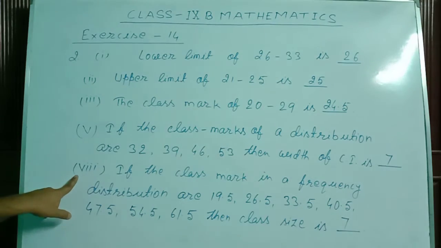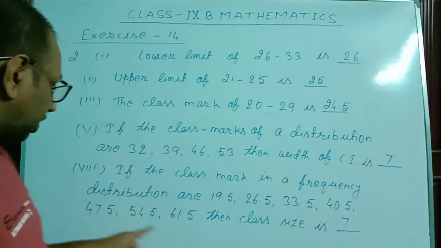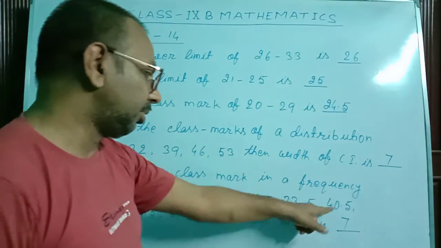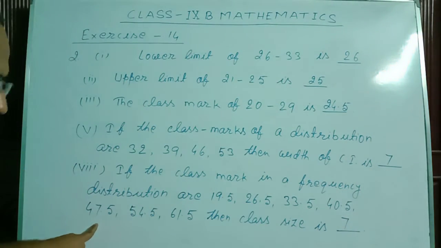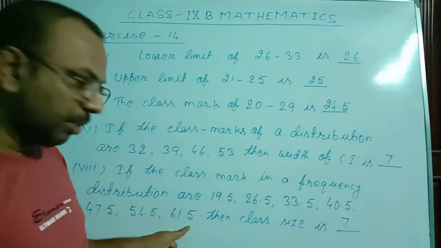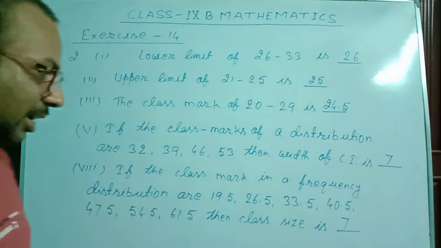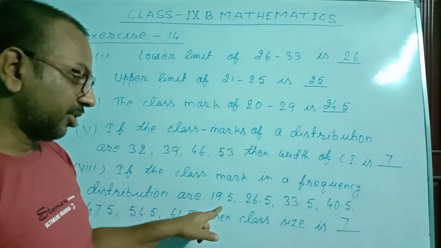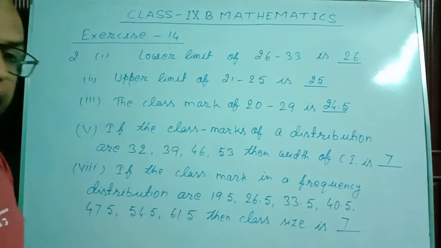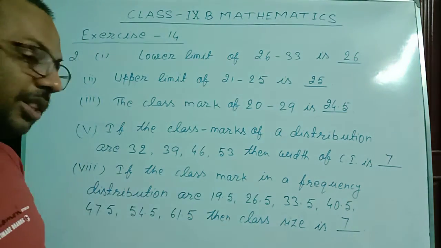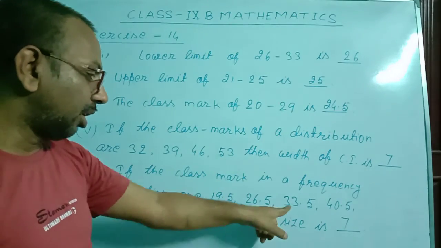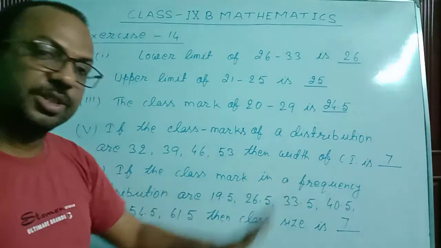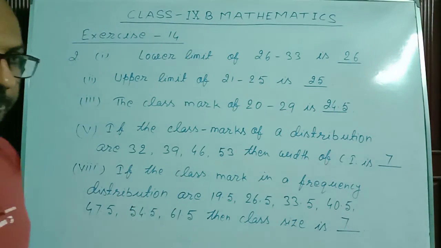Now Roman number 8. If the class marks in a frequency distribution are 19.5, 26.5, 33.5, 40.5, 47.5, 54.5, 61.5, then the class size. Same thing. Class size is also second minus first. 26.5 minus 19.5, you will get 7. And this will also remain fixed. Third one minus second one, you will get 7. Fourth one minus third one, you will get 7. So this will also remain fixed.